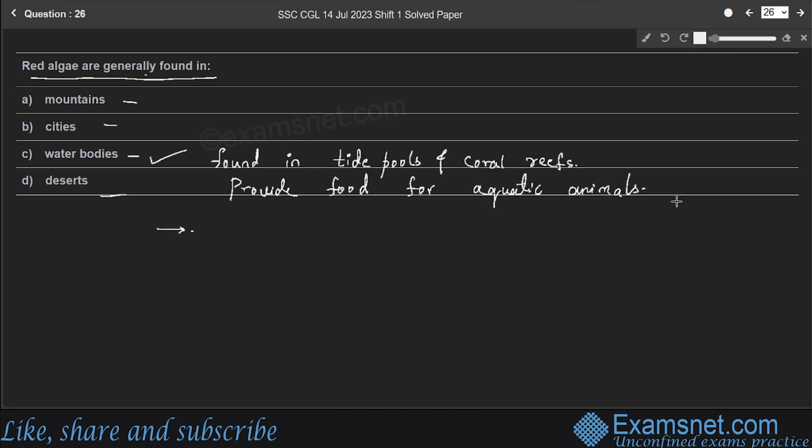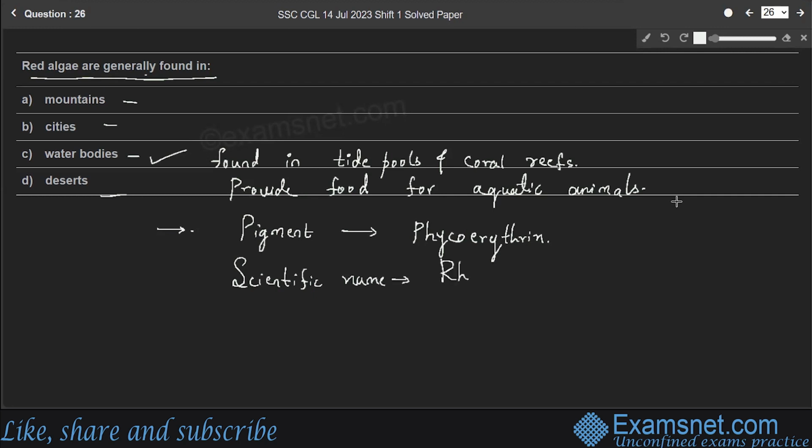So the pigment present in red algae is phycoerythrin. The scientific name of red algae is rhodophyta. So, scientific name is rhodophyta. Examples of red algae are Irish moss, dulse, laver, coralline algae, etc.